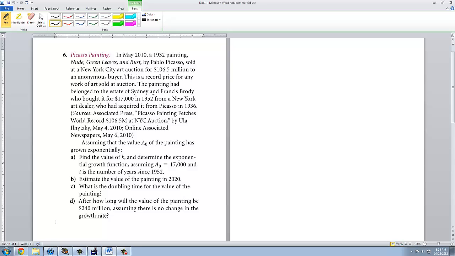Okay, assuming that the value a sub 0 of the painting has grown exponentially, this is part A, find the value of k and determine the exponential growth function assuming a sub 0 equals 17,000 and t is the number of years since 1952.